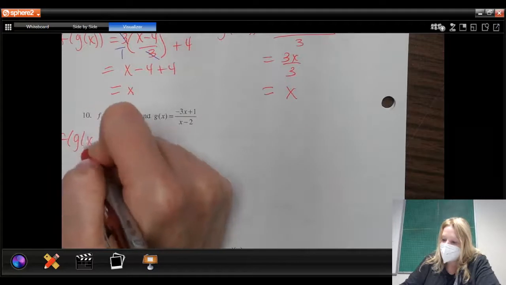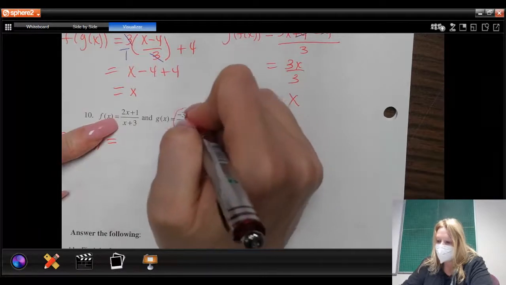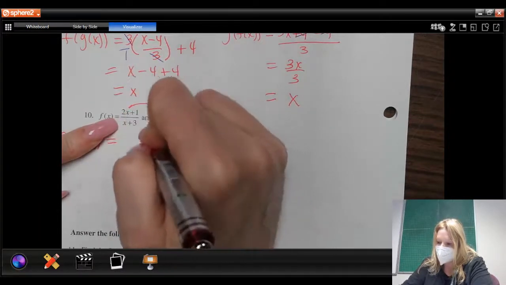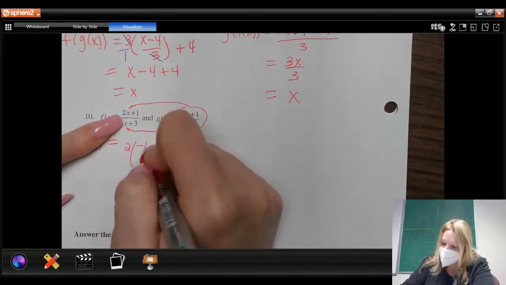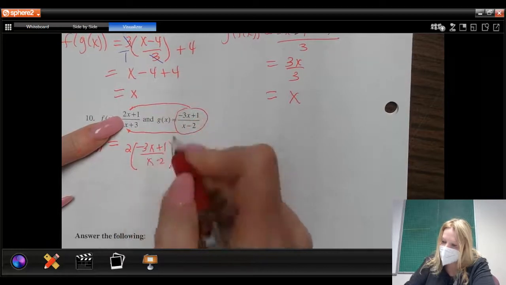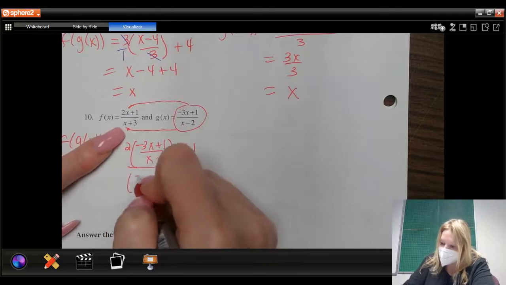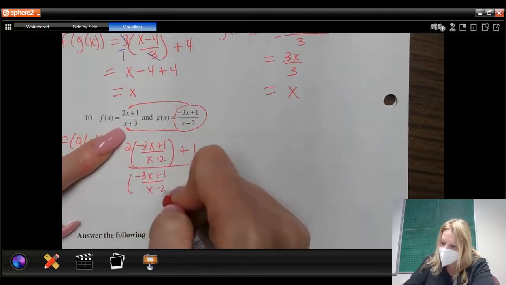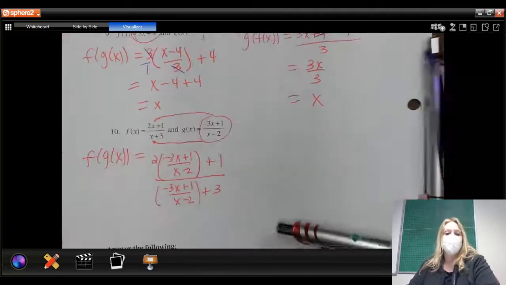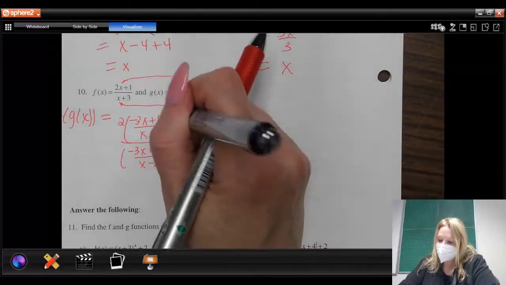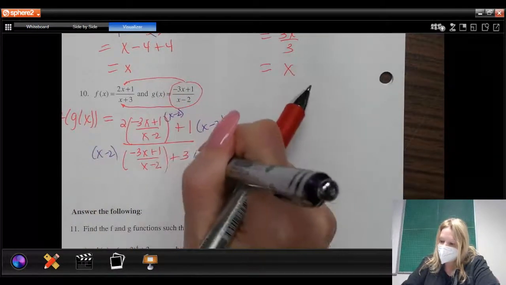F of g of x here. Okay, this gets a little tricky. Take the g of x, we're putting it into the f of x anywhere we see an x. So it's 2, this whole thing, then plus 1 over this whole thing plus 3. Okay, so this is a complex fraction. How do we solve a complex fraction? Well, we multiply through by the least common denominator.